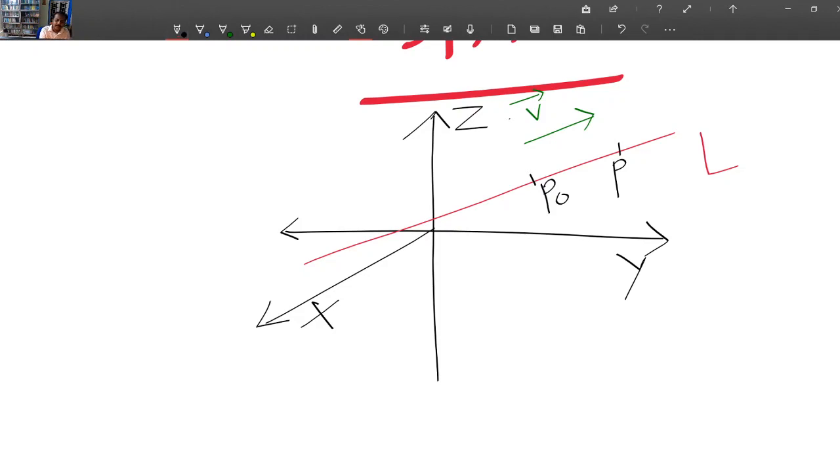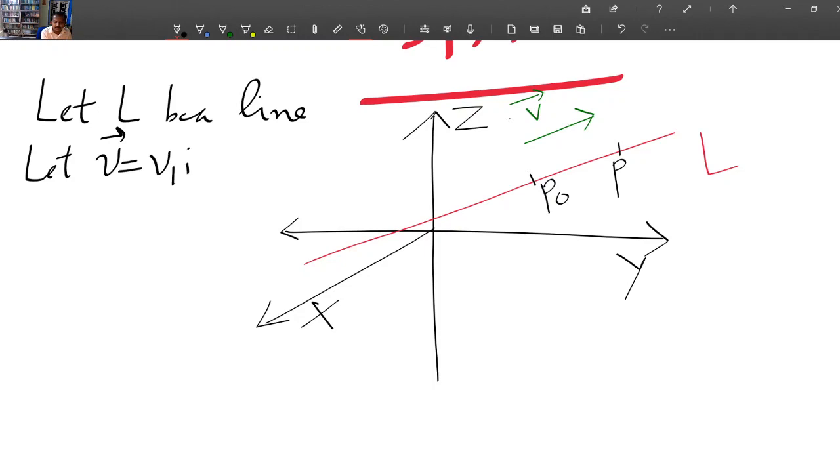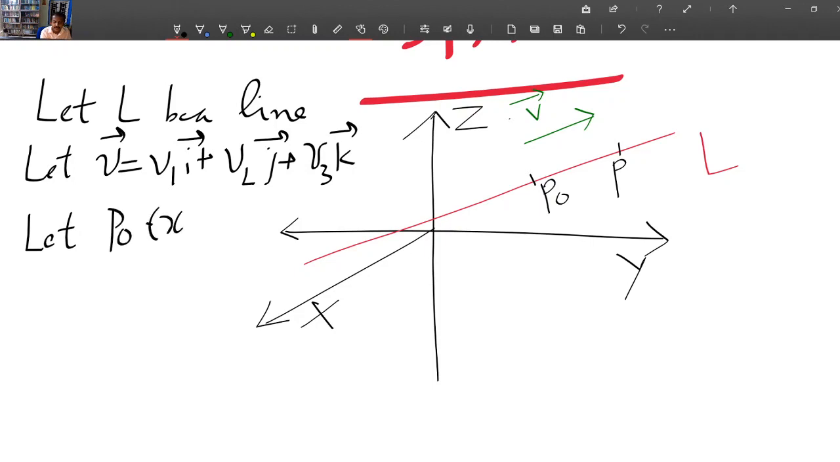Let L be a line. Let V equal to V1 i plus V2 j plus V3 k be a vector parallel to the line L. Let P0 equal to (X0, Y0, Z0) be a point on the line L, and let P equal to (X, Y, Z). These two points belong to L.